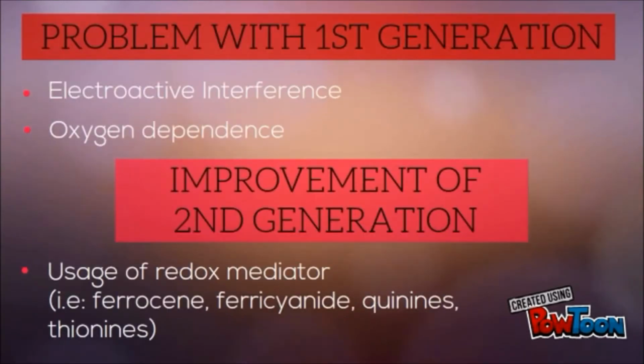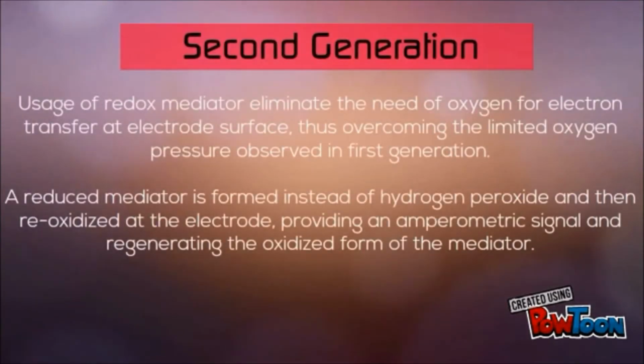The limitations of the first generation glucose biosensor were overcome by using mediated glucose biosensors. Examples of mediators that can be used are ferrocene, ferricyanide, quinone, and thionine. Usage of a redox mediator eliminates the need for oxygen for electron transfer at the electrode surface, thus overcoming the limited oxygen pressure observed in the first generation. A reduced mediator is formed instead of hydrogen peroxide and then reoxidized at the electrode, providing an amperometric signal and regenerating the oxidized form of the mediator.